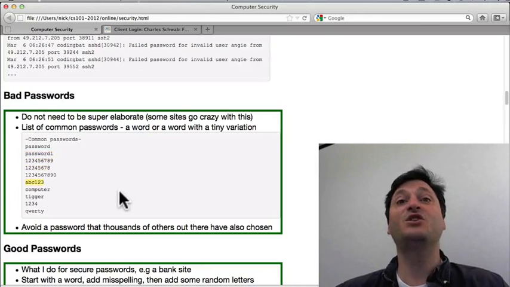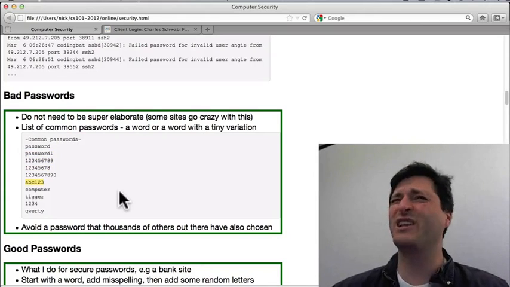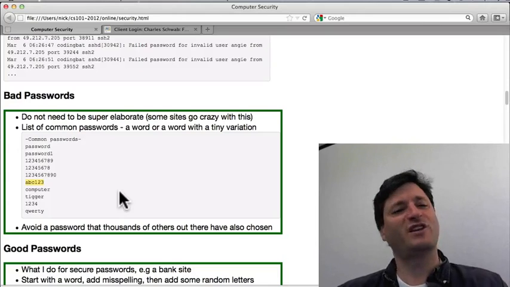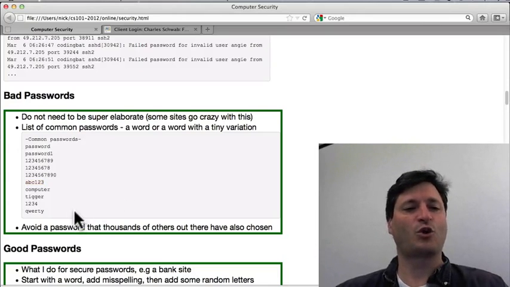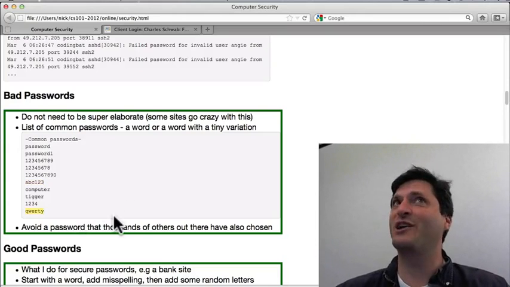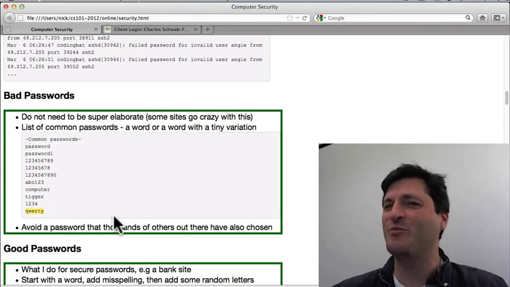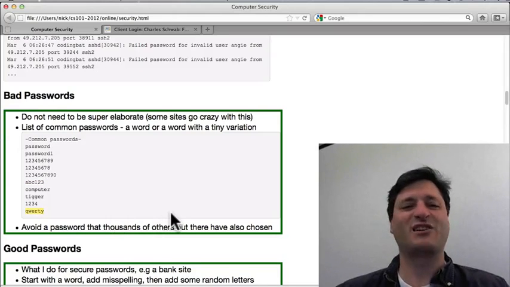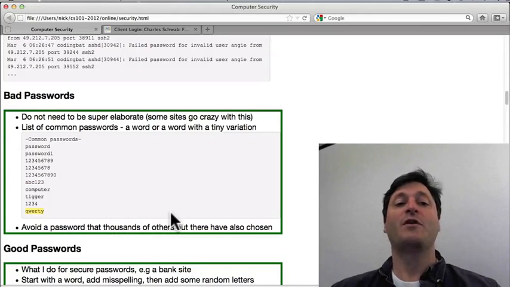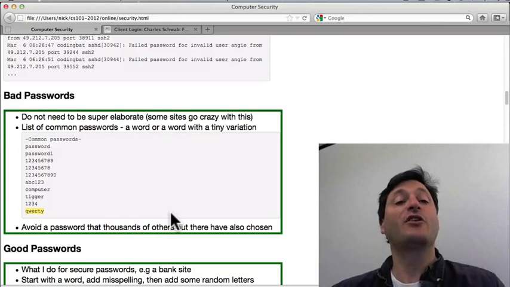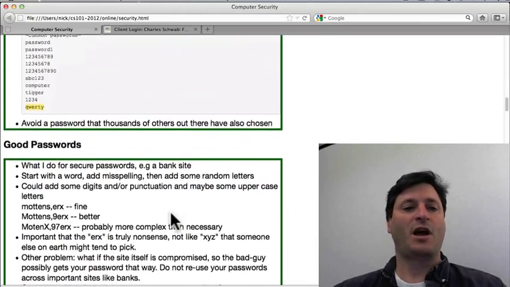Or here, ABC123. It's not a word, but it's kind of a pattern. It's pretty easy to imagine a lot of people trying that password. Or QWERTY. Another example, someone's trying to be clever, but if you're clever in a way that like a million other people are going to have that same idea, then it's not clever. So those are all password patterns to avoid, right? You can't pick something so obvious that other people might try it.